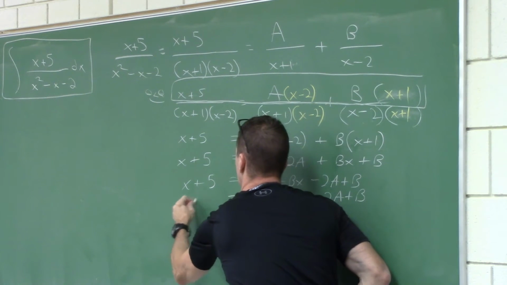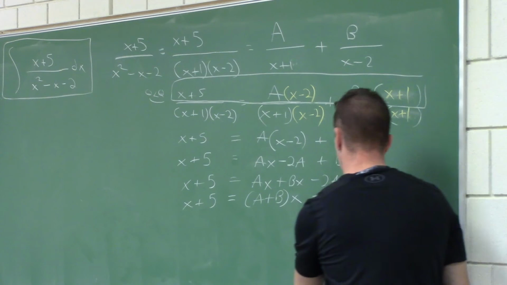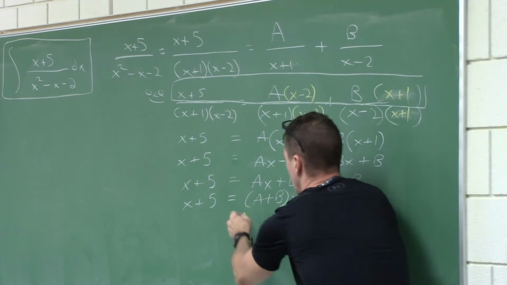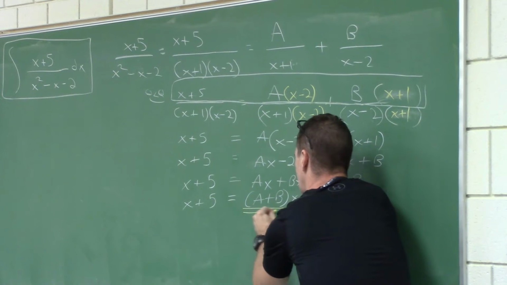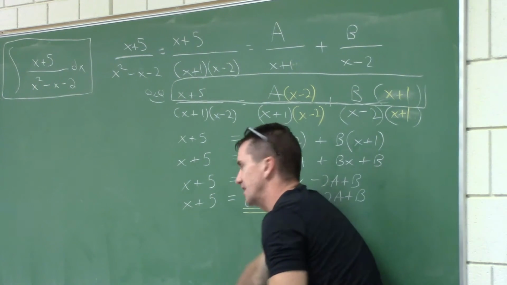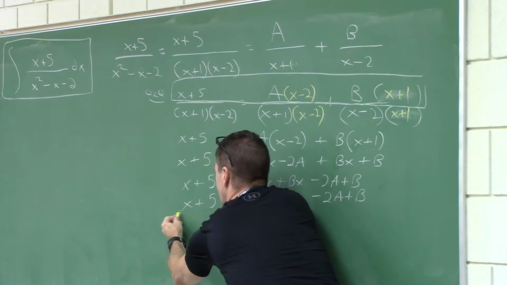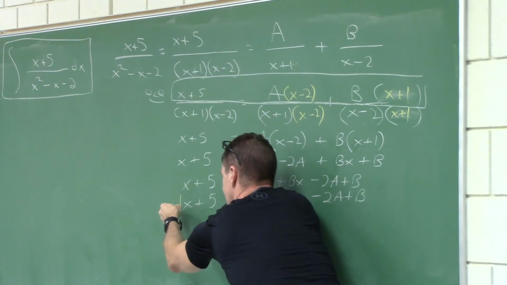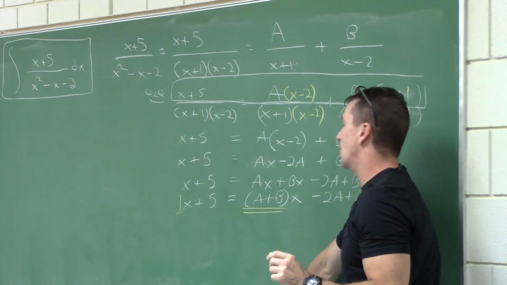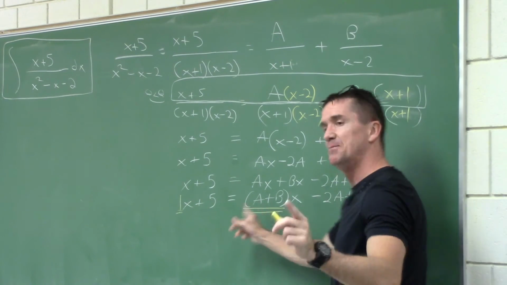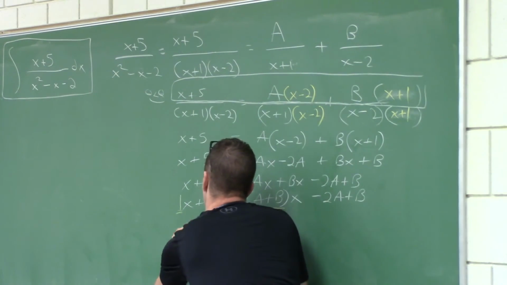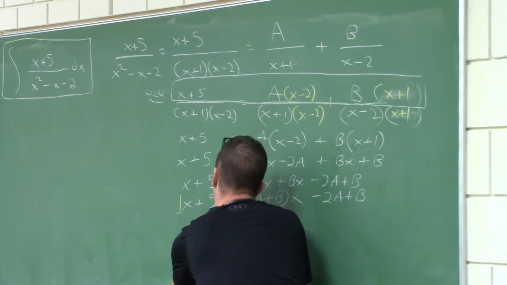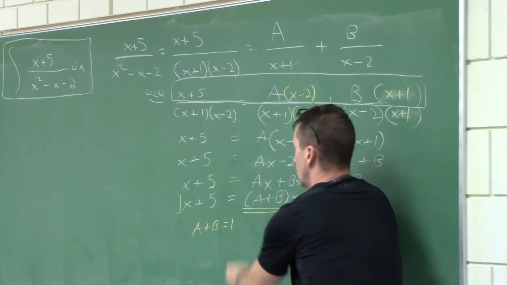All right. Now, we're ready. What's in front of the x on the right side of the equation? A plus b. What's in front of the x on the left side of the equation? A 1. So now we're just going to write a plus b must be equal to 1. A plus b must be equal to 1. Hey, I'll put a wall here.